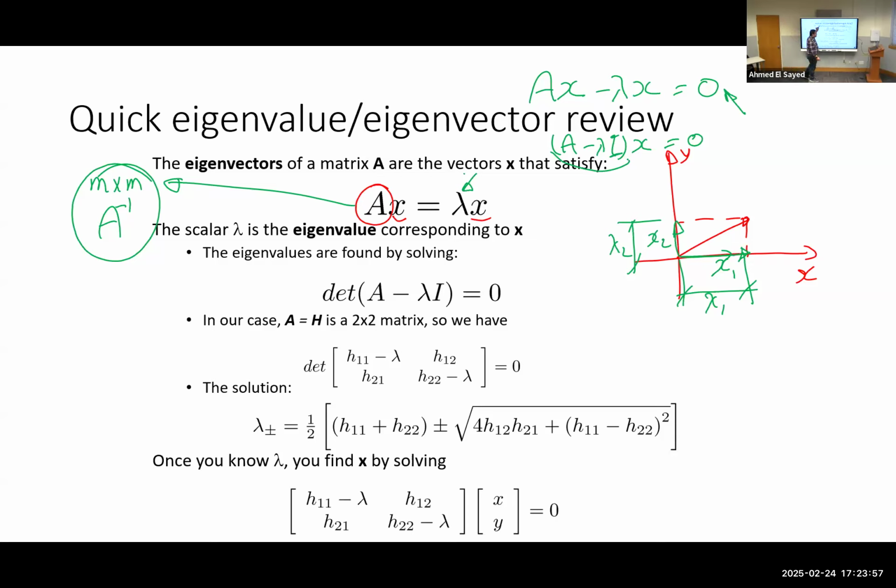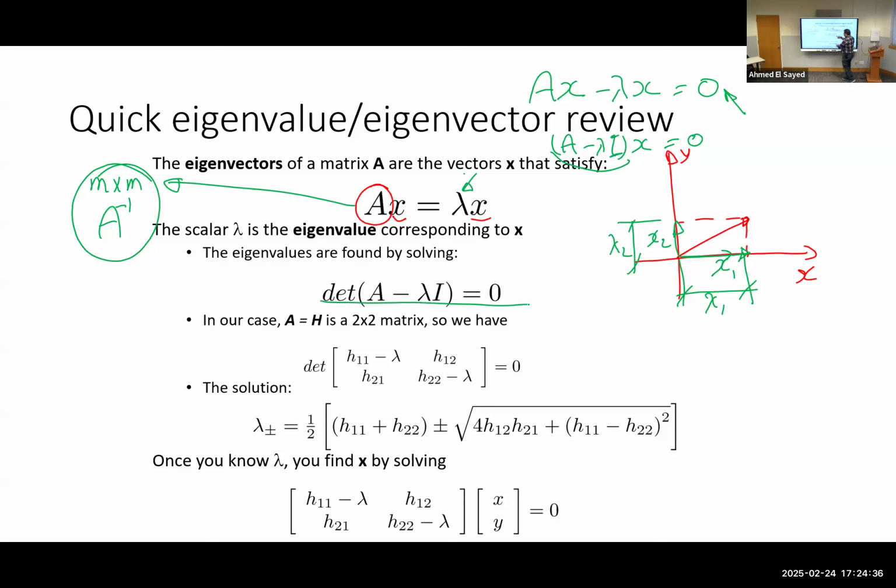That's why I need this lambda. So the lambda value must satisfy the condition that x is not 0. How can I guarantee that x is not 0? This equation must not be invertible, so I can't send it to the other side. Meaning the determinant of this equation must equal 0. If the determinant equals 0, I can't invert it and send it to the other side. So x cannot be 0 by any chance. Okay? So I calculate the determinant of this one.